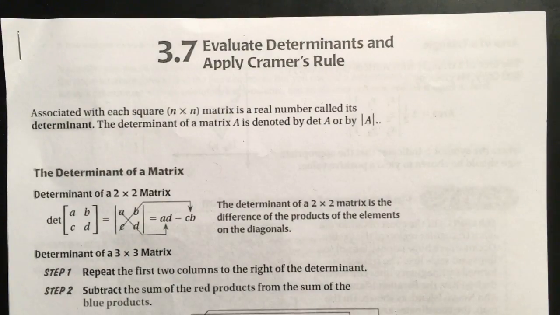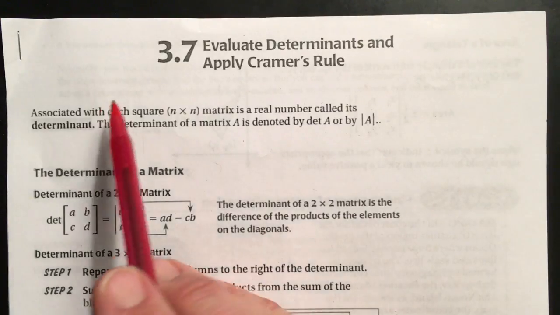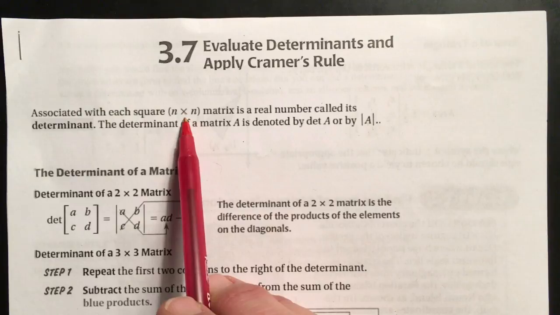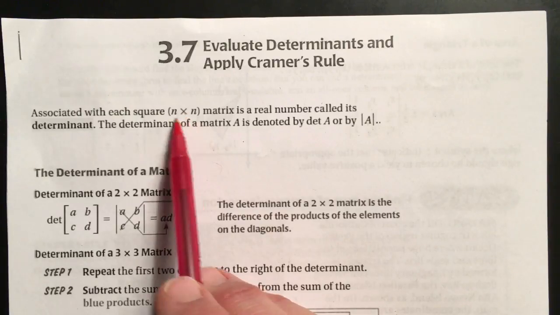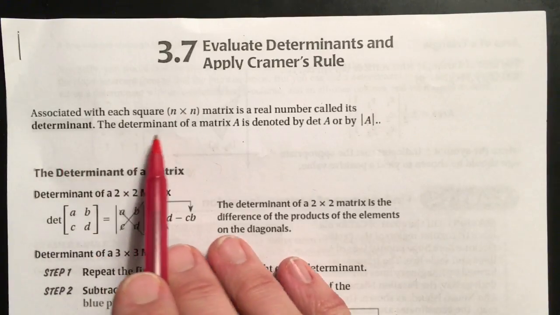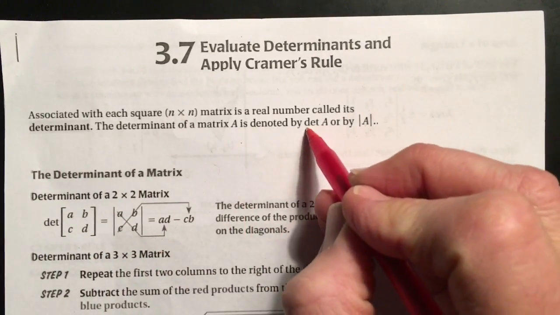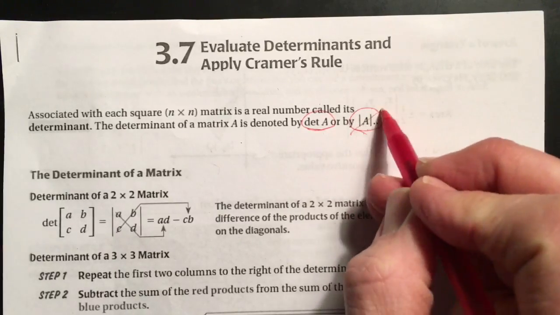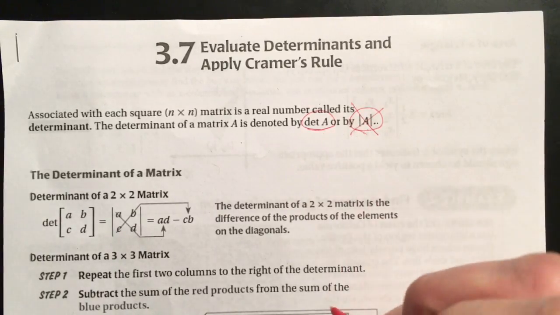Section 3.7, evaluating determinants and applying Cramer's rule. Now this only works when you have a square matrix of n by n size, and what you find is a determinant, and it's denoted by det A or absolute value A. I'd avoid using this one altogether because the absolute value bars may be confusing.